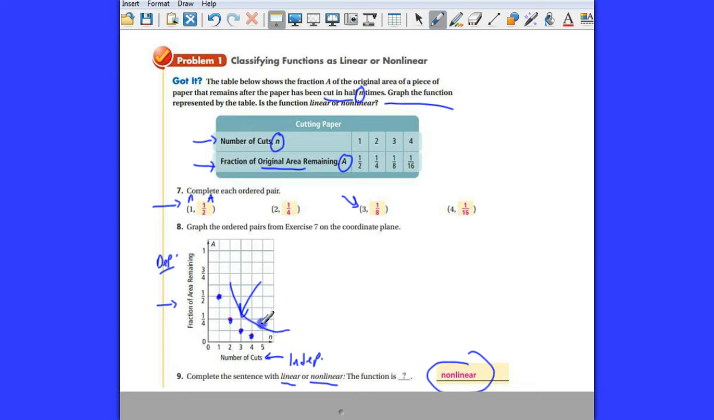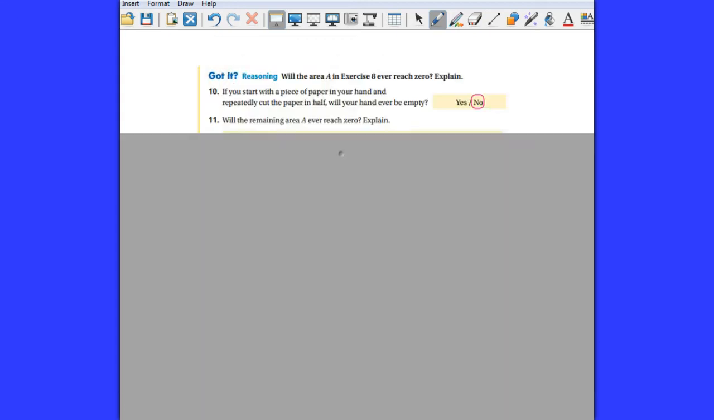Okay, and it gets closer and closer. So this is not a straight line. So this is a nonlinear function. Now there are other things we can do with the table. We could figure it out by seeing that the amount of area is not constant every time you make a cut, which would show us that it's not linear as well.